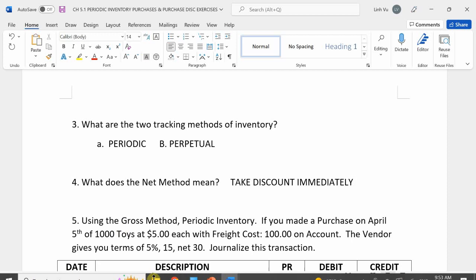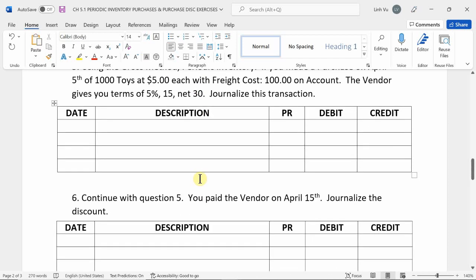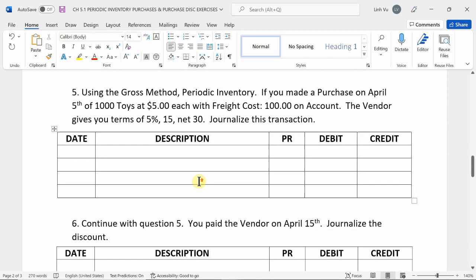Okay. And then here, number 5, using the gross method of periodic inventory. If you made a purchase on April 5th of 1,000 toys at $5 each, with the freight costing you $100 on an account. So there's a difference here. And of course, the vendor gives you terms of 5% 15 net 30. Okay, so journalize this transaction. In this case, I want you to go ahead and journalize the gross method of this purchase of inventory on an account.